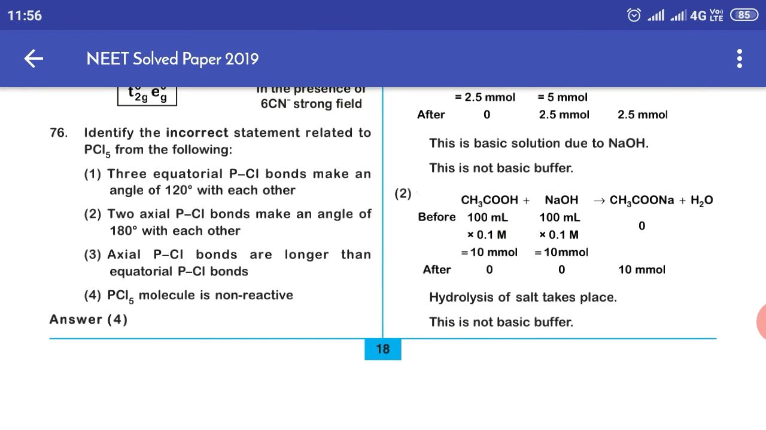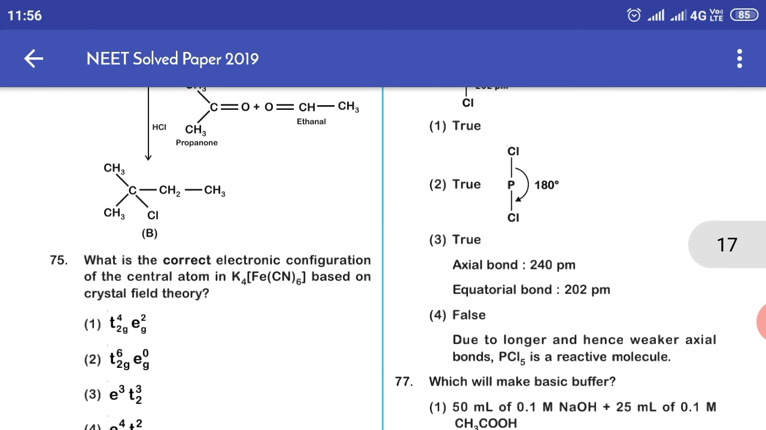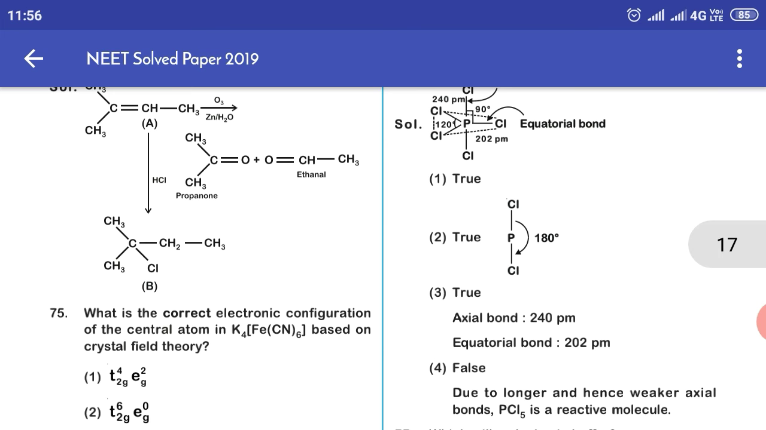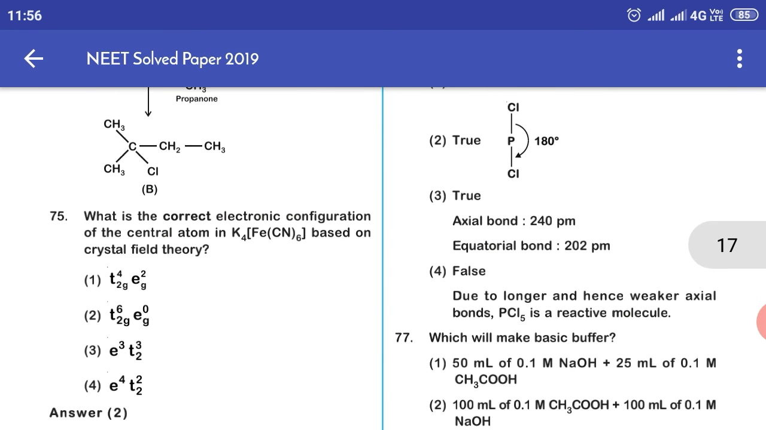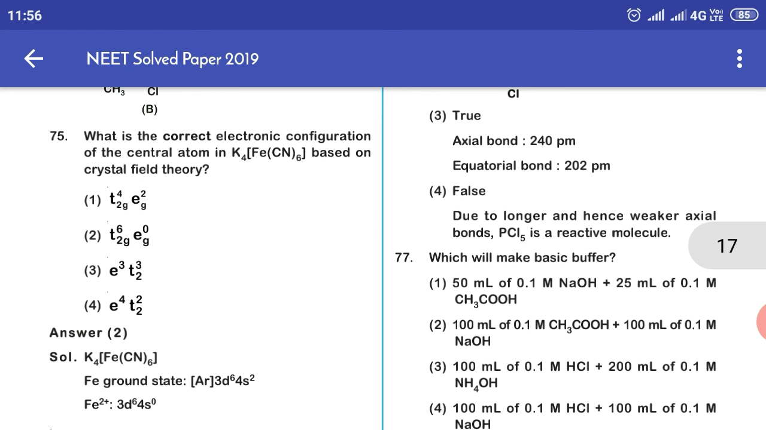76. Identify the incorrect statement related to PCl5 from the following. Here the statement that the PCl5 molecule is non-reactive is incorrect, so option 4 is the correct answer. These are some diagrammatic representations. First is true, second is also true, 180 degrees. Third, axial bond 240, equatorial true. False is option 4.